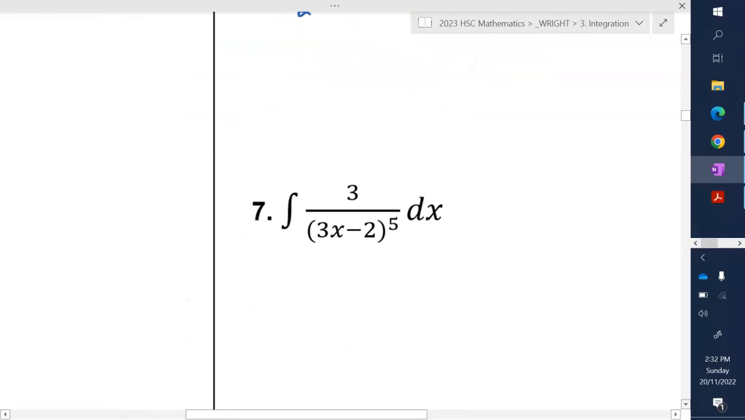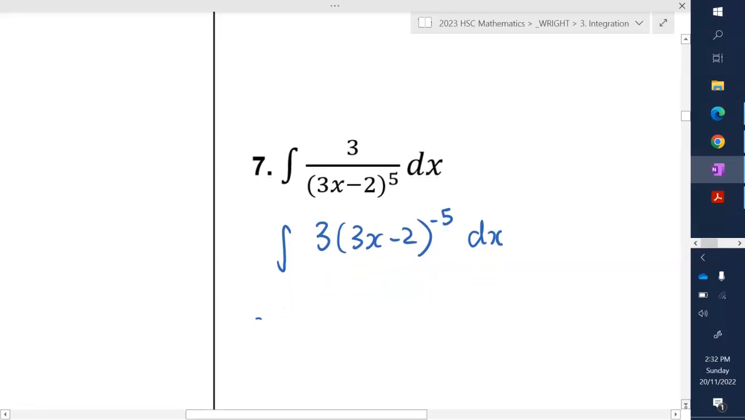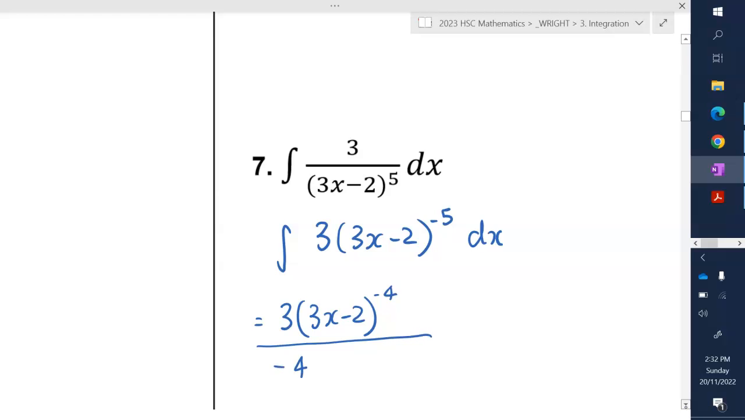Similar to the one above, but what we have is we need to write our function on the bottom line in terms of a negative power so that our rule will work. And we're integrating with respect to x. So what I'm going to do is leave my 3 out the front. I'm going to go 3x minus 2. I have minus 5 plus 1 becomes minus 4. I divide by my new power of minus 4, but I'm also going to multiply by the differentiated version of what's inside my brackets, which is 3.